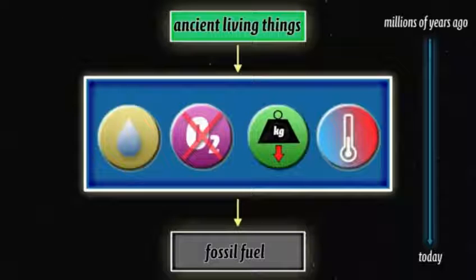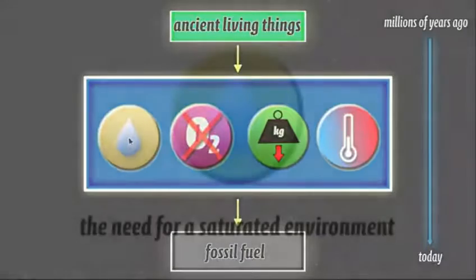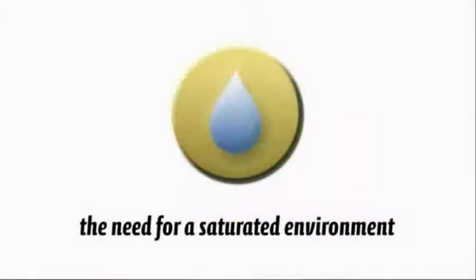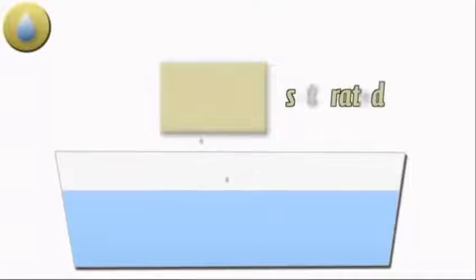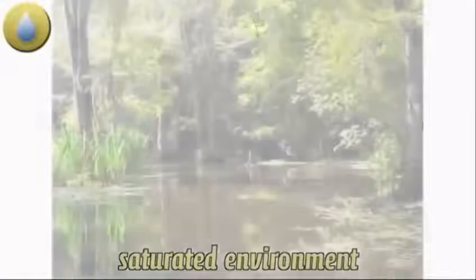Let's examine them one at a time and find out what they mean, beginning with this condition, the need for a saturated environment. But what does saturated mean? Imagine a sponge. Dip it in a sink, and all of its tiny holes fill up with water. When the sponge cannot hold any more, we say it's saturated. A perfect example of a saturated environment is a swamp.